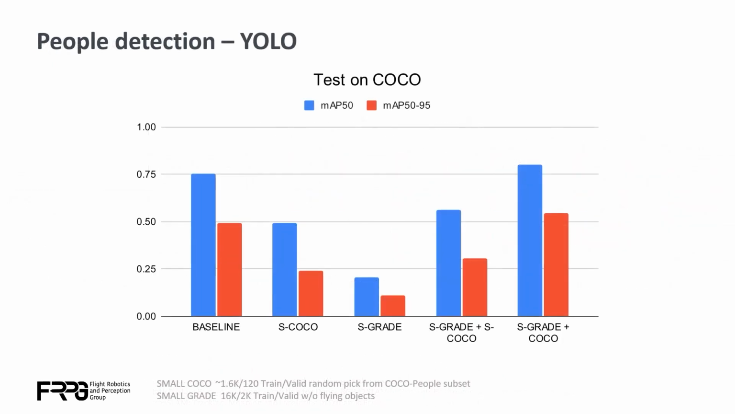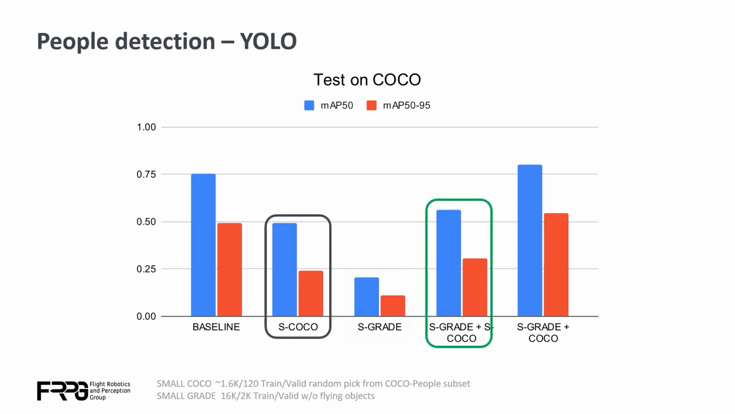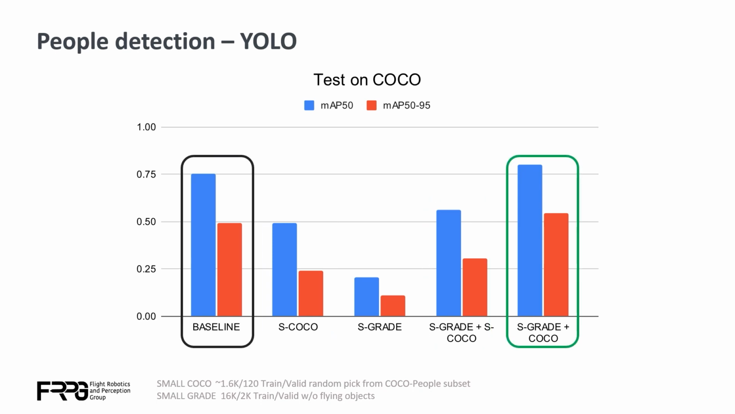To test the realism, we proceeded training both YOLO and Mask R-CNN. Here we will show only the results obtained with YOLO. For our tests, we selected a subset of COCO called S-COCO and a subset of our synthetic dataset called S-GRADE. Despite our work not being focused on super realistic humans, when pre-training on S-GRADE and fine-tuning on S-COCO or full COCO, we obtain performance that is better than the corresponding model trained only with real data.